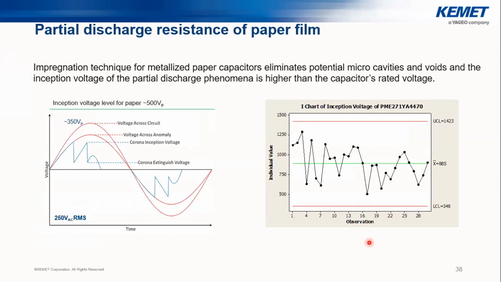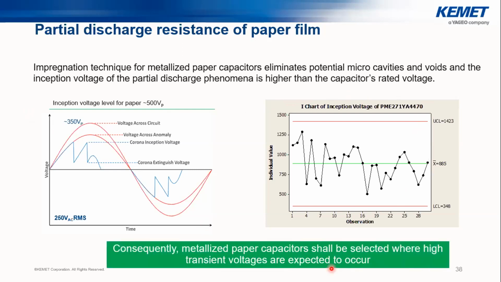But we are not only limited to the polypropylene film capacitors or other polymer film. We have also the paper film, metallized paper film capacitors. These have higher partial discharge resistance compared to the other film capacitors because we use epoxy impregnation of the metallized film capacitors to eliminate microcavities and voids that can cause a partial discharge, and it can also increase the inception voltage of partial discharge and the capacitor's rated voltage.